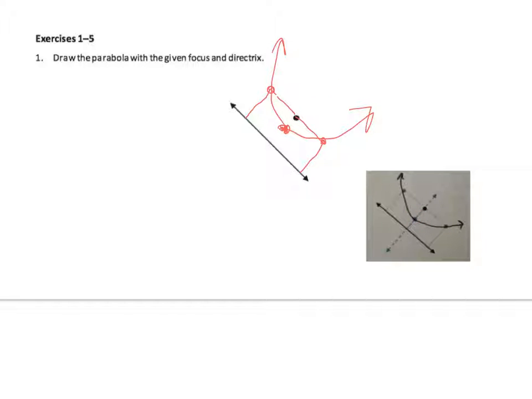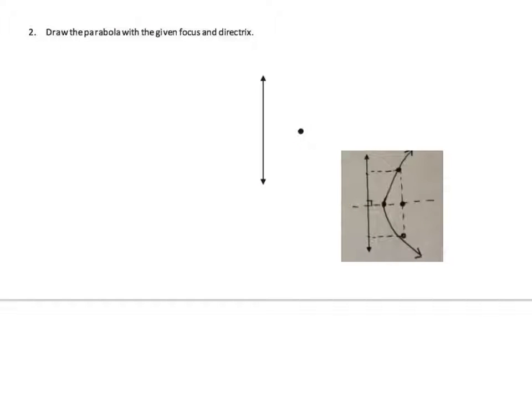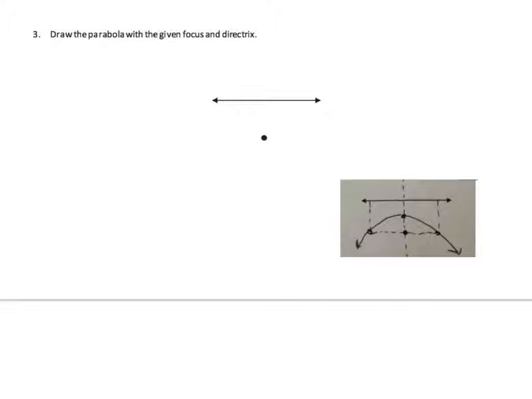Sorry, oops. I guess I didn't need to delete that. Draw the parabola with the given focus and directrix. Okay, the distance here is equal, so that's where the vertex is. And then you want the distance there to be equal, which is much easier to do with a basic ruler. And last one. About halfway through. And then our distances are about equal.